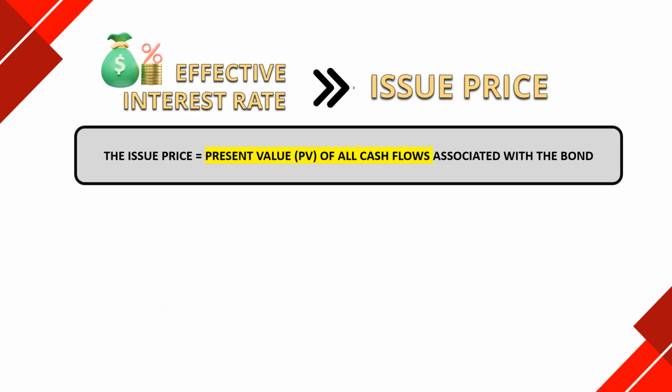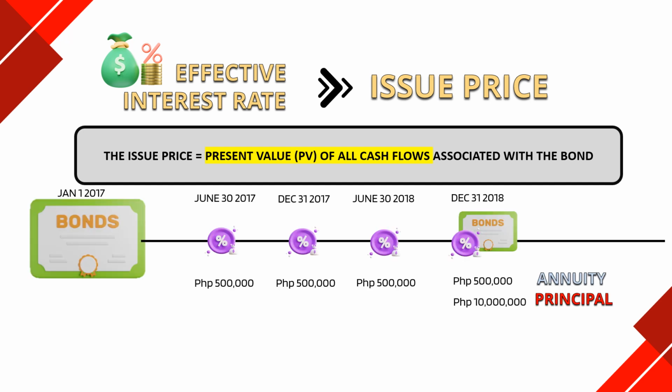Right? So first is, issue price is the present value of all the cash flows that are associated with the bond. Kaya ko inuna yung nominal interest rate is because kailangan nyo munang intindihin na, okay, it's a 2-year bond starting from January 2017 to 2018. So may 4 periods ka. So sa June 30, magbabayad ka ng 500,000. Sa December 31, 500,000. The next year, again, 500, 500. So you have 4 cash flows for annuity and then 1 principal, right? So that is determined by your nominal rate.